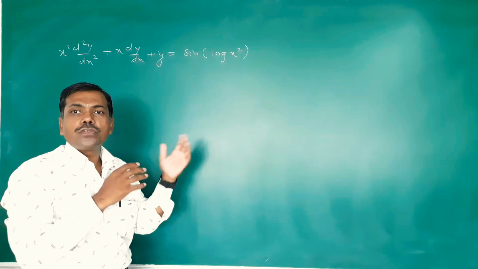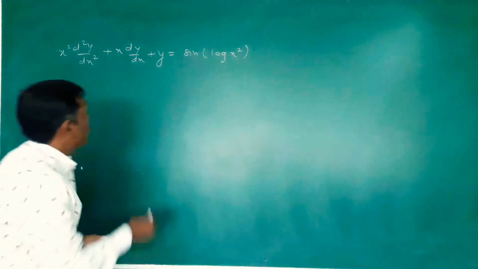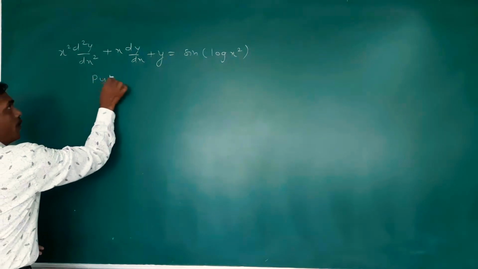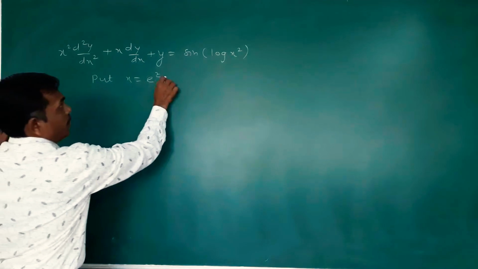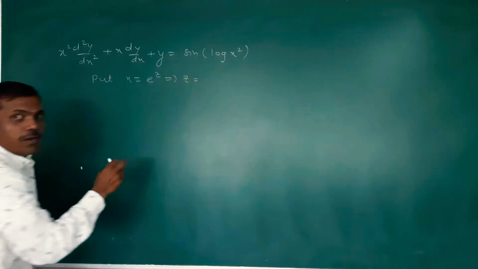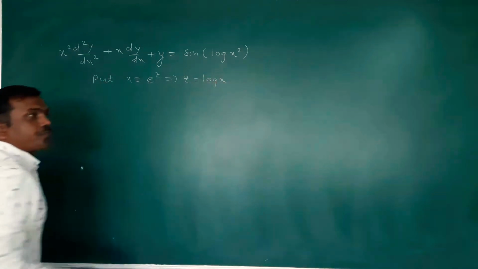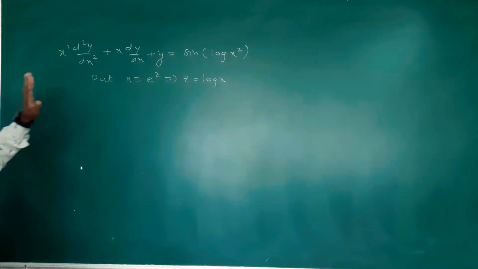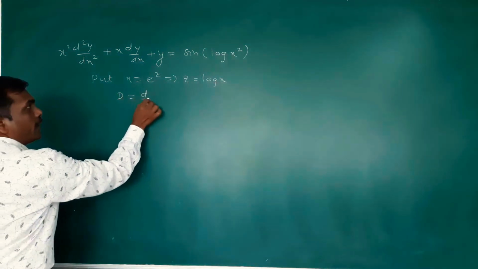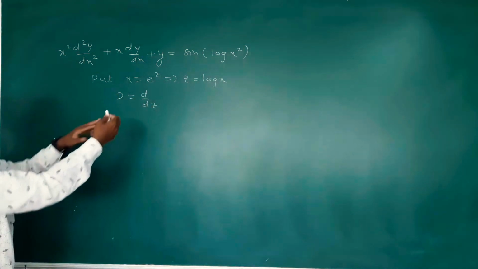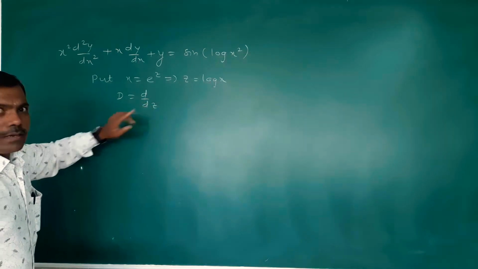So how to reduce this equation into linear differential equation? What we have to do? We have to put x is equal to e raised to z. Now x is equal to e raised to z means z is equal to log x. Value of z is log x. Now capital D we define here d by dz. You may write in last step this one, no problem. Capital D is d by dz.